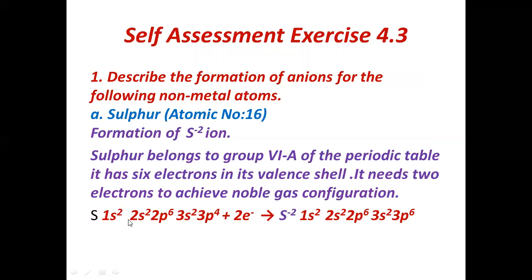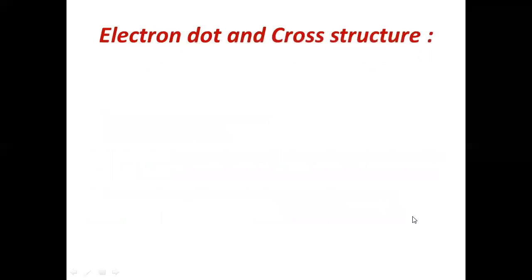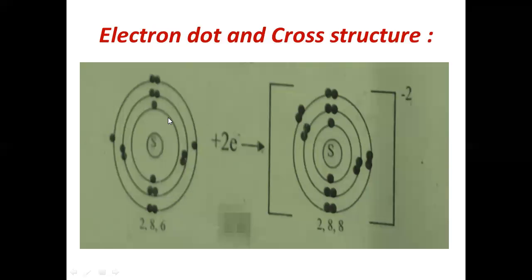Electronic configuration is 1s2, 2s2, 2p6, 3s2, 3p4. So 4 plus 2, 6 electrons are present in the outermost shell. It will gain 2 more electrons and then in turn will have 8 electrons in the outermost subshell. Electron dot and cross structure of sulfur: sulfur has 2 electrons in the first shell, 8 electrons in the second shell, and 6 electrons in the third shell. It will gain 2 electrons, and then we'll have 2, 8, 8. All the shells are completely filled, and it will get a -2 charge, which is called divalent anion formation.